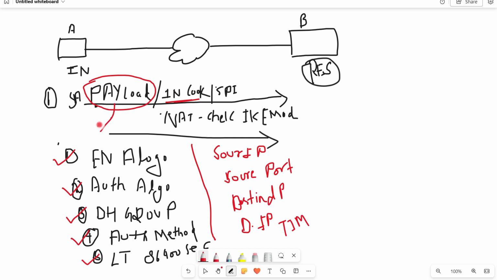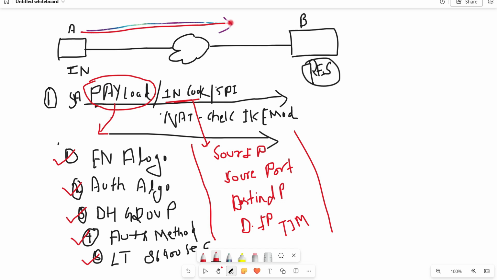So we discussed that SA payload. We discussed the cookie, initiator cookie, and NAT-T, IKE version and IKE mode will also be contained in this packet. So this packet will be sent from initiator to responder. This is the direction, I would say.